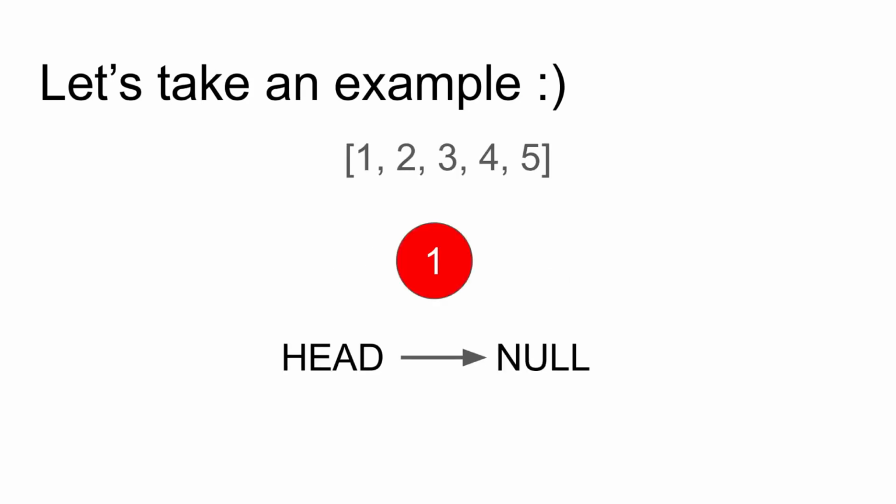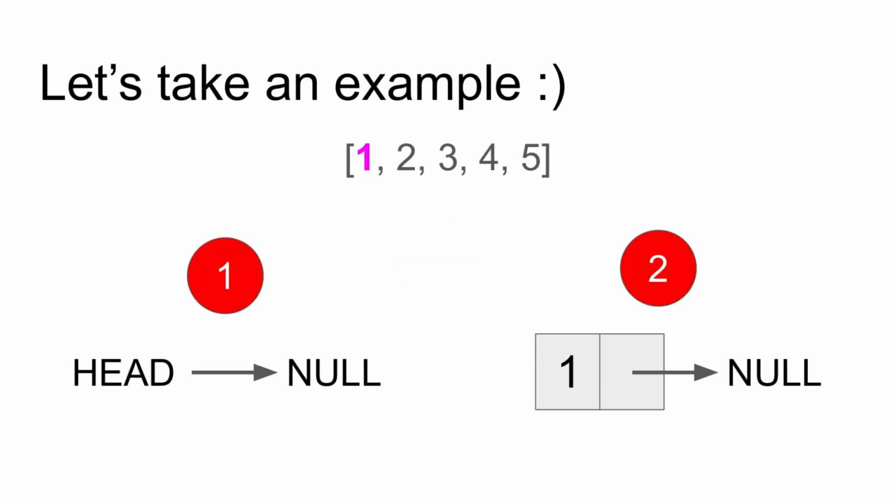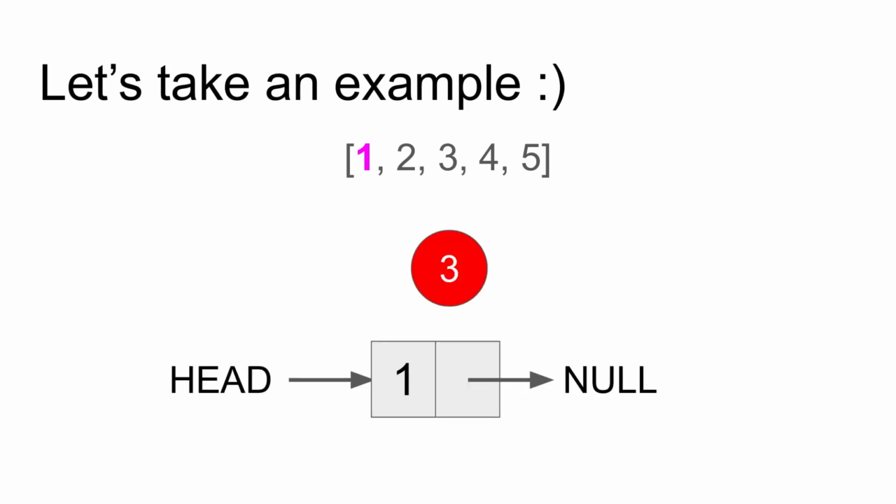So the first step is to initialize the head of the list to null. As I said in the last video, the head is the container for the list. We just need the head to access the entire list. After that, we need to create a new node with data 1 and pointer as null. Now we need to join this node to the head.